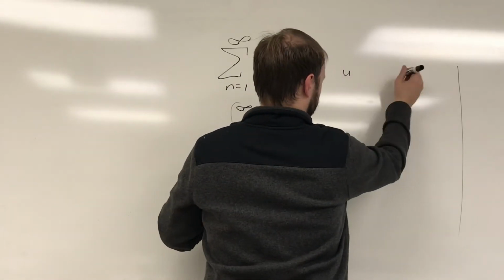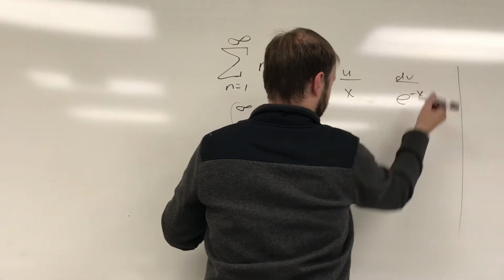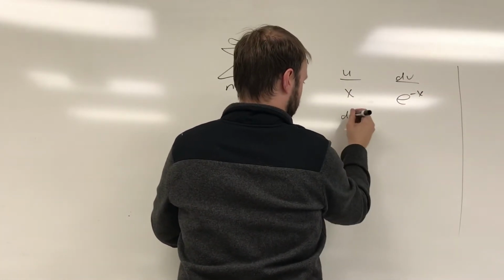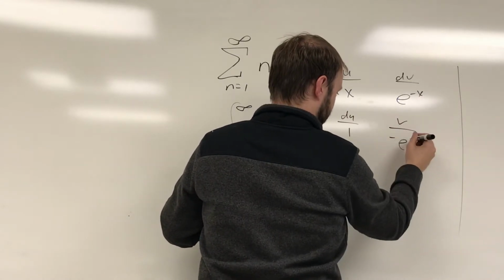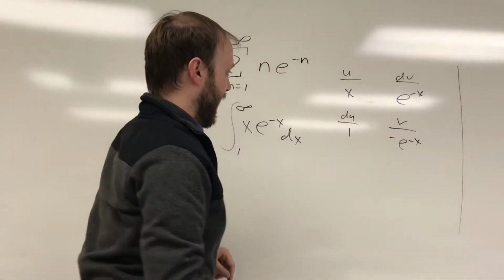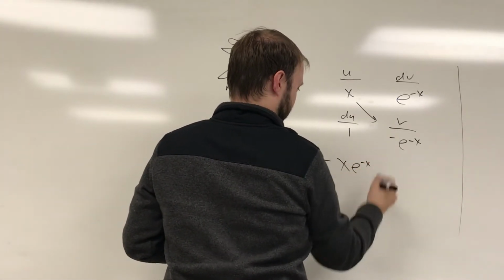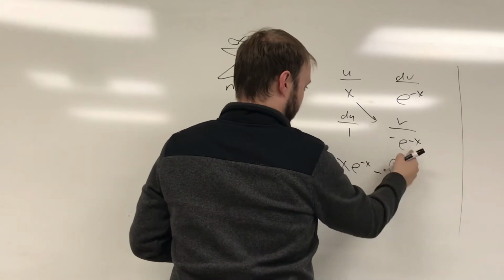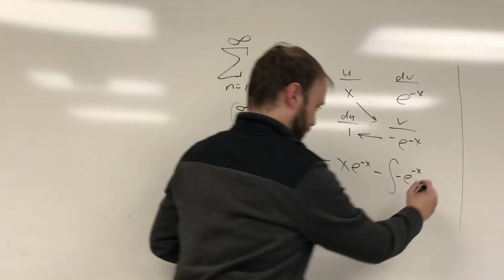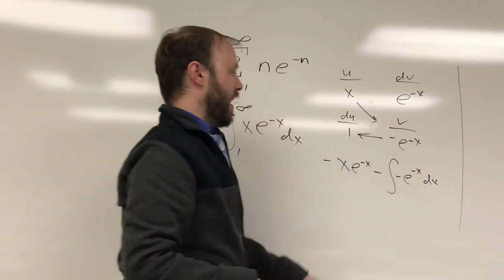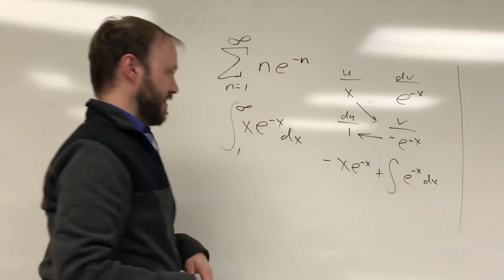So you've got a u, and you've got your dv here. I would do an x and your e to the negative x. Du would be 1. V would be the antiderivative, which would be negative e to the negative x. And remember, you take u times v, which is negative x e to the negative x, minus the integral of v times du, which would be this, technically dx. You got minus and negative there. I would probably get rid of that and make it a plus, just make your life a little bit easier.